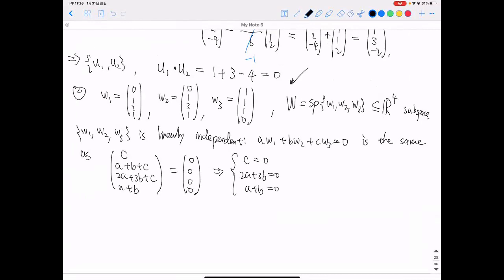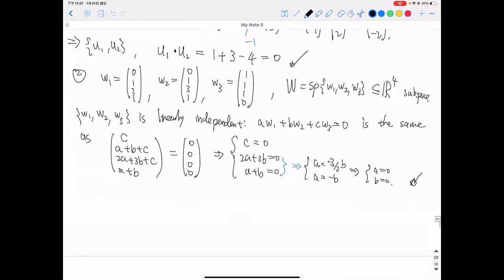Last equation is A plus B equals 0. So now these two equations together give you that A is negative 3/2 B and A is negative B. And the only way for that to hold is for both A and B to be 0. Okay, so it is indeed a linear independent set of 3 vectors.